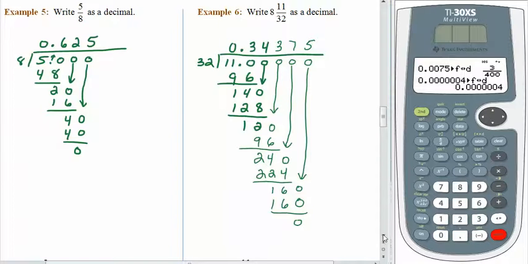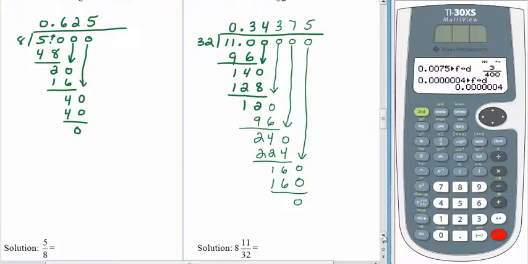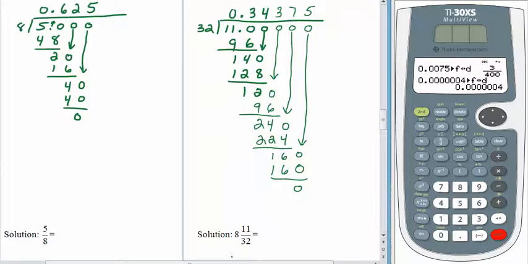All right, so let's come down here and write our solution in the solution spot. 5/8 is equal to 0.625, and hopefully you already knew this answer before we actually got it, because 5/8 is one of those workplace fractions that should be fairly common to us. Even if you didn't know it, this should look familiar.